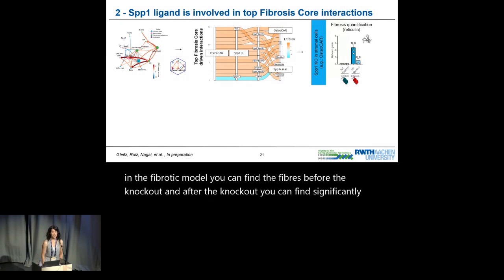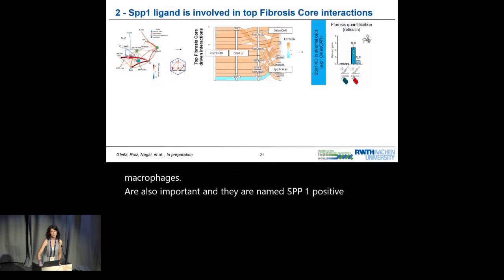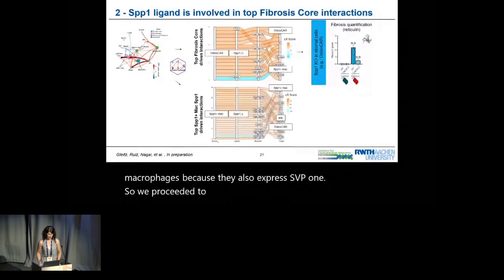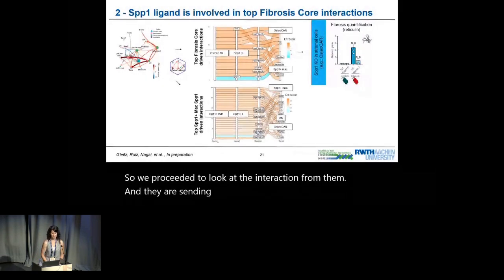Then we remembered that the SPP1 positive macrophages are also important, and they are named SPP1 positive macrophages because they also express SPP1. So we proceeded to look at the interactions from them, and they are sending SPP1 to even more cells. These are very sticky cells, and this also tells us that the SPP1 signaling from them might be important for fibrosis.